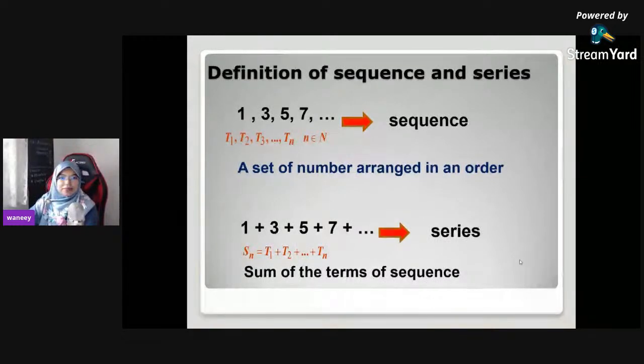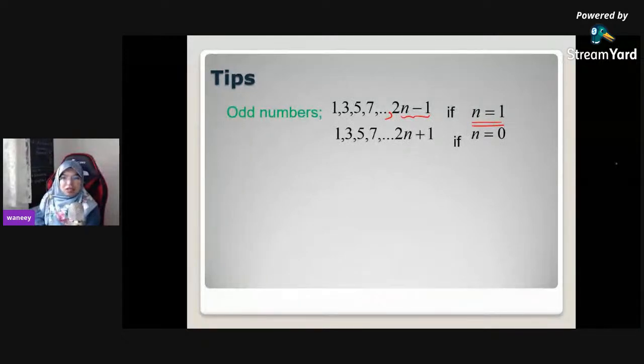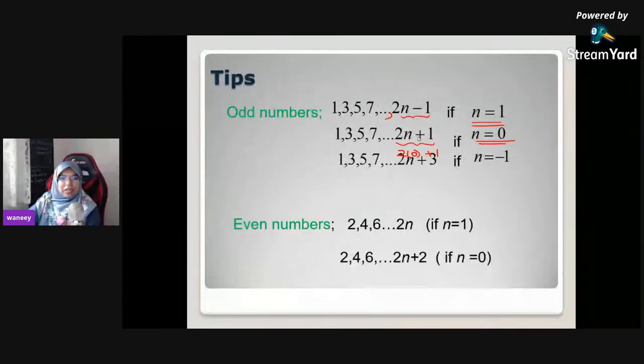Okay, next. Tips, odd numbers. So odd numbers are 1, 3, 5, 7. If you want to write them down with n, we normally use 2n minus 1. So this is if n is equal to 1. If your n is equal to 0, then we are going to have 2n plus 1. Sebab kita start dengan n sama dengan kosong. So kalau kita masuk dalam ni, 2 times 0 plus 1, we're going to get 1. So the last one will be 2n plus 1.